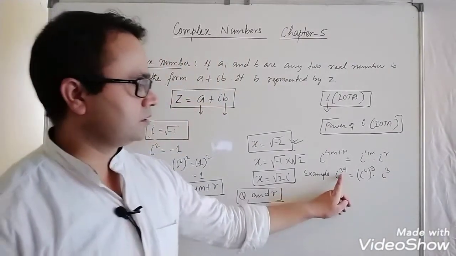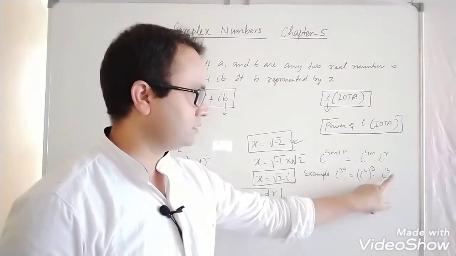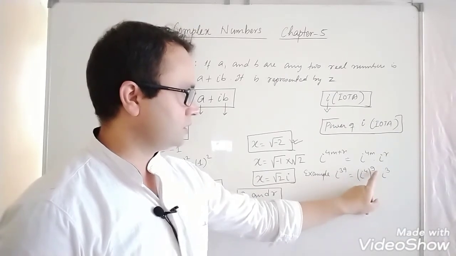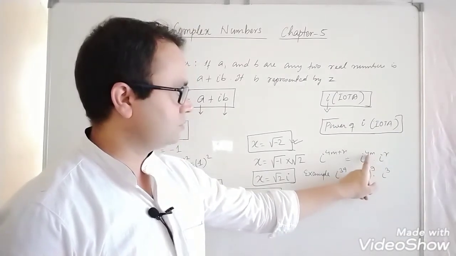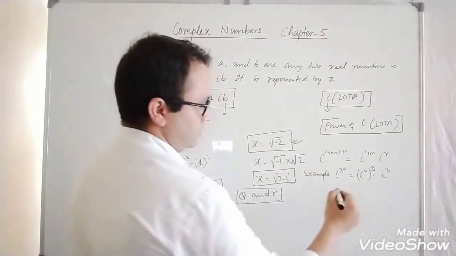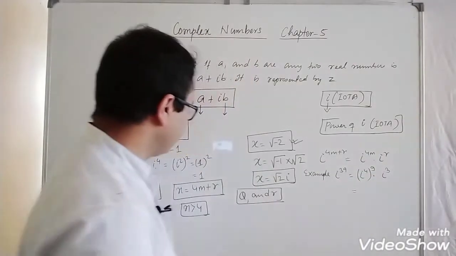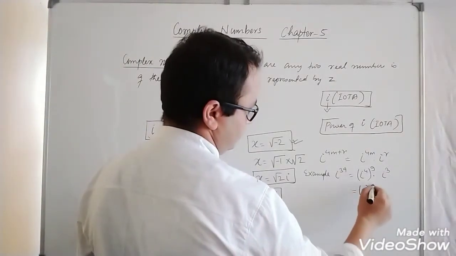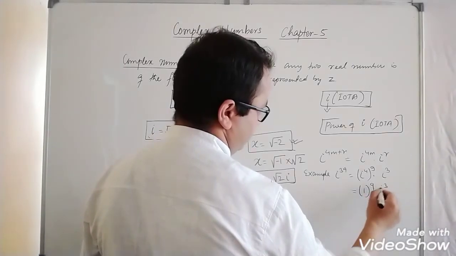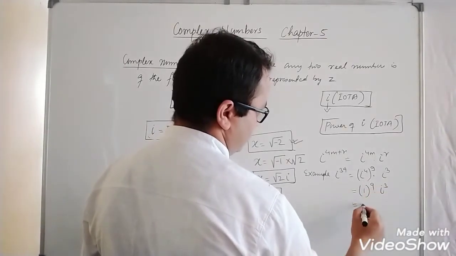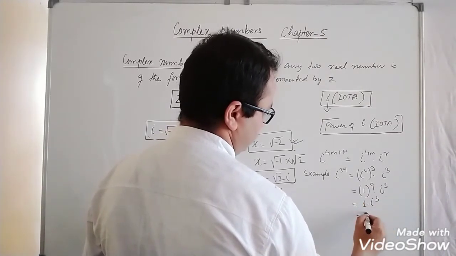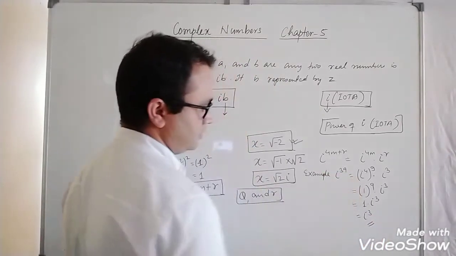So if we divide 39 by 4, you will get the remainder 3 and the quotient 9. Now the divisor is 4, the quotient is 9. So i to the power 4 is 1, so we can write 1 whole to the power 9 into i cube. This equals 1 to the power 9, which is 1, into i cube. So i to the power 39 is i cube.